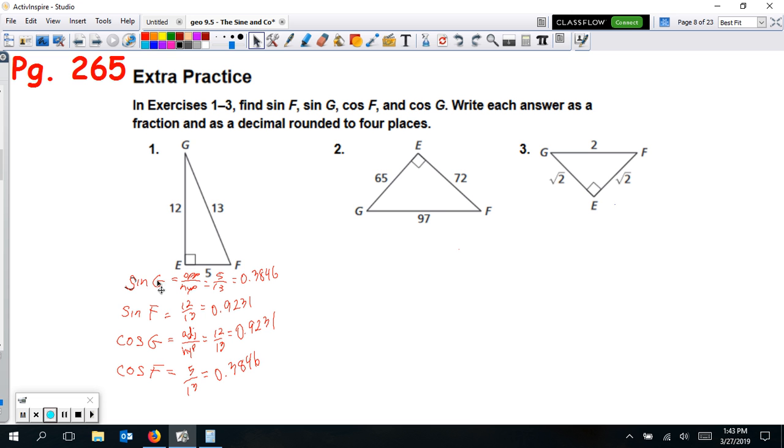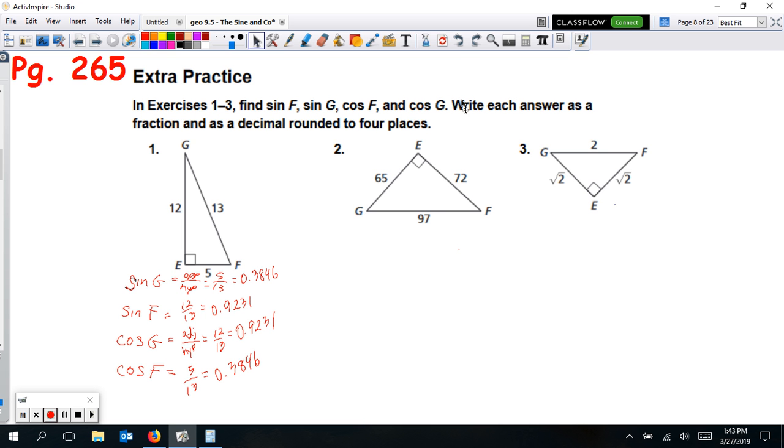And so what you might be noticing is that we have some things that are the same. So the sine of g and the cosine of f were the same with these two. So basically you have your two acute angles in here, and so the sine of one and the cosine of the other are going to be exactly the same. So that's one thing you might keep in mind.